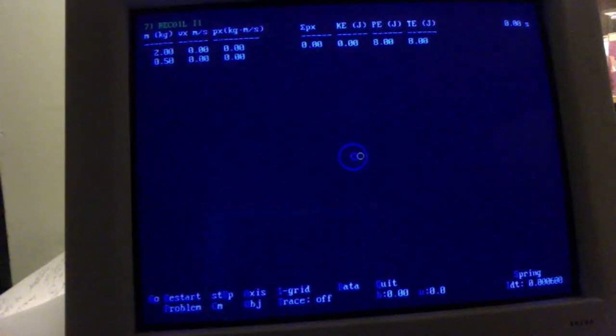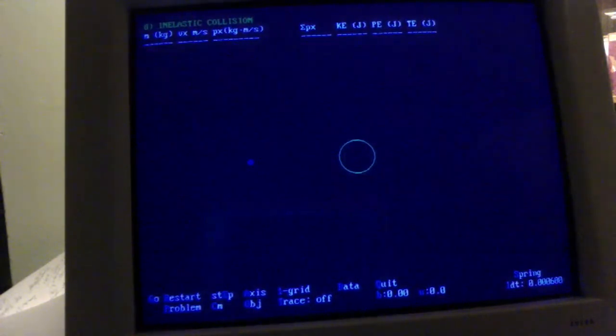Okay, recoil 2. Let's just run this and see what happens. That was just for you to see if you could do it. All right, here's an inelastic collision. Looks like a little bullet is going to shoot into this big guy. I'll get rid of the center of mass. Turn off the data now.